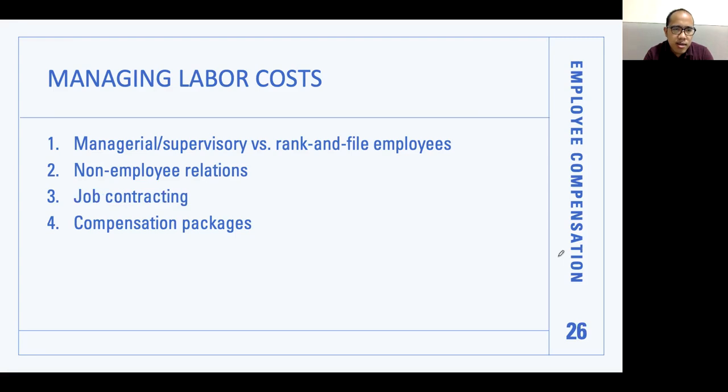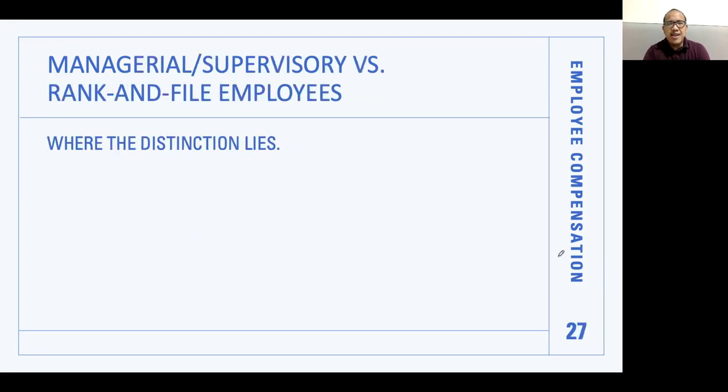Job contracting, outsourcing or job contracting. First method ay you choose between managerial, supervisory, tsaka rank and file employees. Sa level kasi yan, di ba? Managerial, supervisory, mga nasa taas na yan. Rank and file yan yung mga bagong hire usually. Mga rank and file employees.